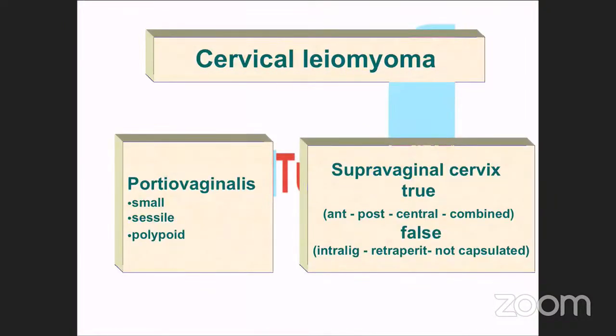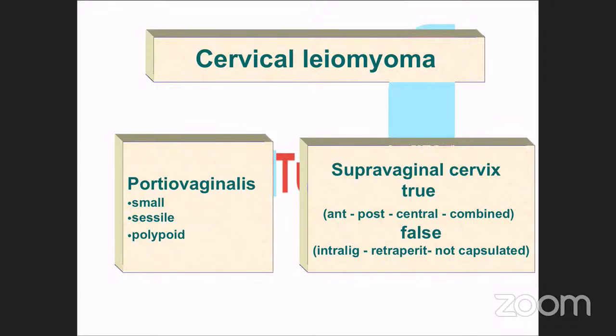For cervical fibroid, we say it accounts for 1 to 2%. Cervical fibroid can be located either within the portio vaginalis or in the supravaginal cervix. You know the cervix has two components. The part of the cervix that juts down into the vagina, which is called the portio vaginalis, and the supravaginal part, the part of the cervix that's above the vagina, which is known as the true cervix. You may find the fibroid in any of these.